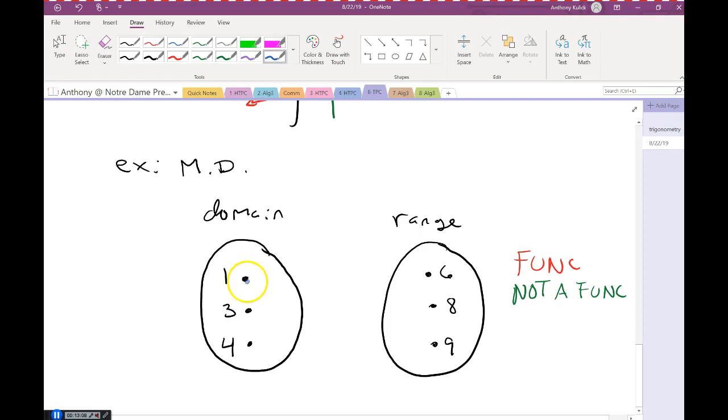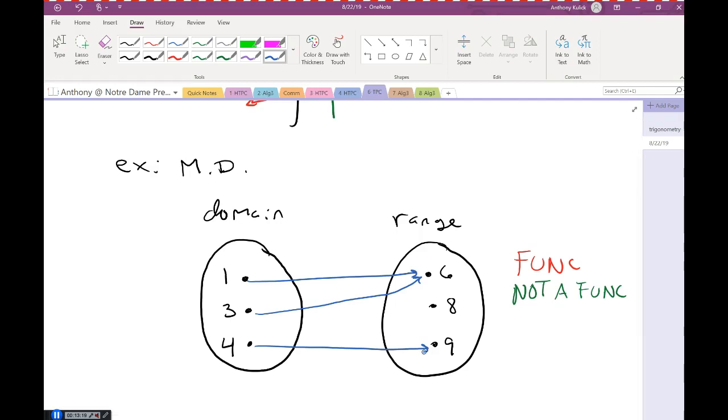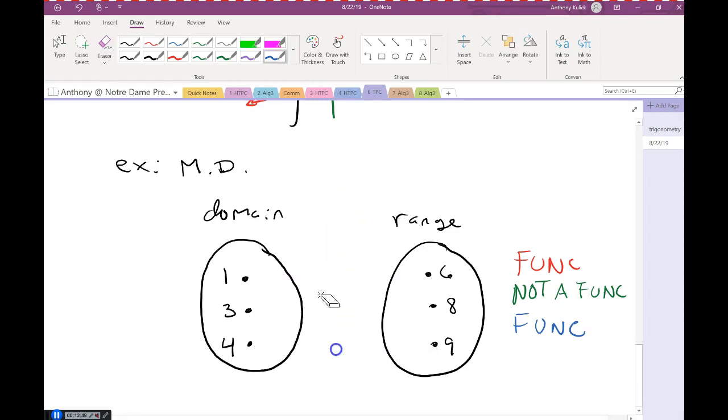What if we have this? Is this a function? Yes, this is. So are all the x's used? Do all the x's go to just one y? Yes. Does it matter that some of the y's are not used? No. Does it matter that some of the y's are used twice? No. This is still a function. All the requirements for the function are on the x's. So the x's are really where we got to check.